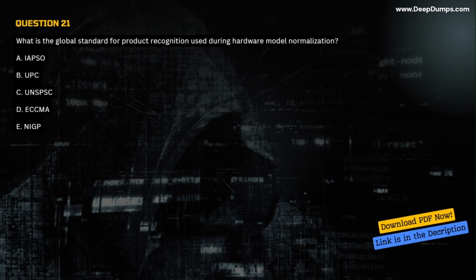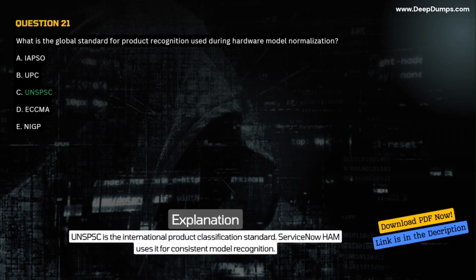Question 21. What is the global standard for product recognition used during hardware model normalization? A. IAPSO. B. UPC. C. UNSPSC. D. ECMA. E. NIJP. Correct answer C. UNSPSC. Explanation.